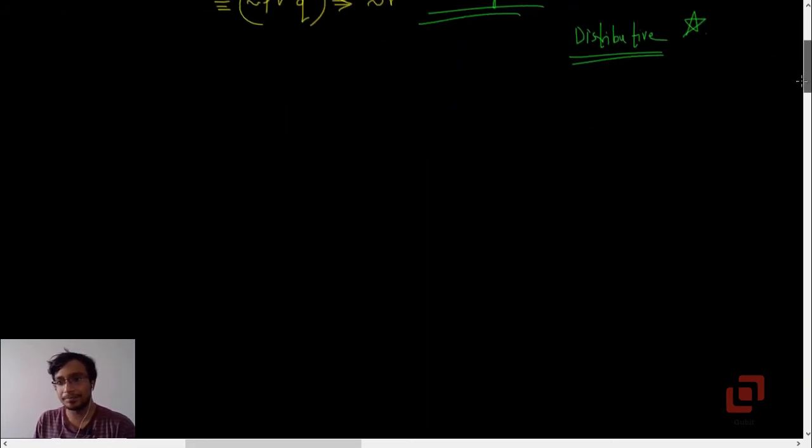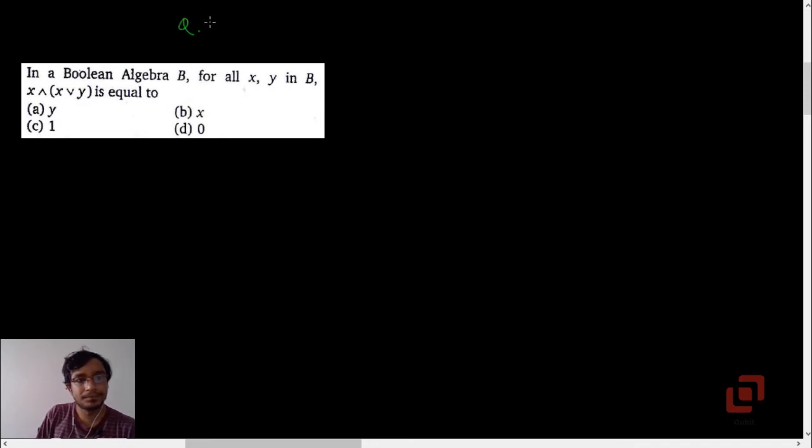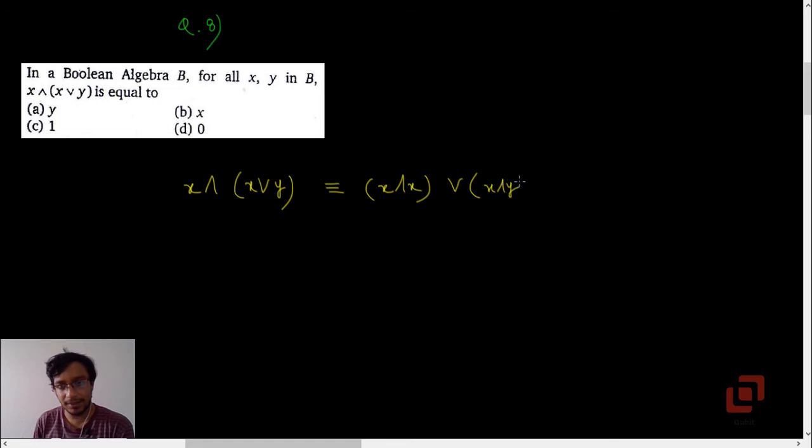Let's go to the 8th one. In a Boolean algebra B, for all x, y in B, x and (x or y) is equal to... a very simple question on the distributive law. So it will be (x and x) or (x and y). Now x and x is as good as x, so x or (x and y). See, that means the application of the distributive law has not given us any conclusive result. So let's prepare the truth table.